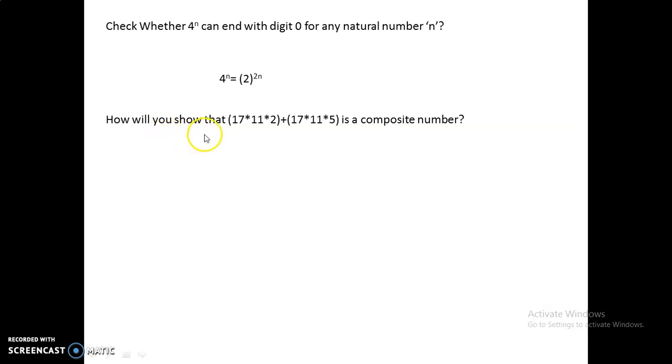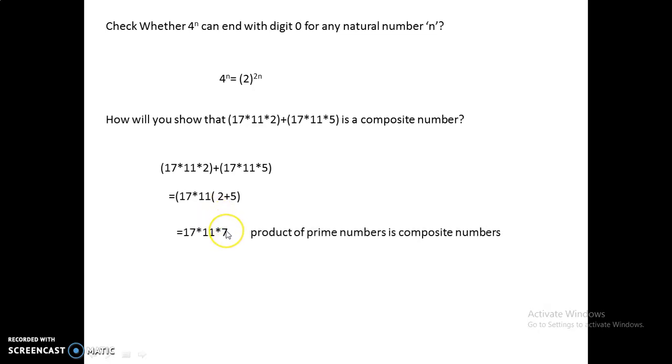Next question is, how will you show that 17 into 11 into 2 plus 17 into 11 into 5 is a composite number? So no need of simplifying this one, I mean, no need of calculating the total value. Just by showing a number as a product of 2 or 3 prime numbers, it defines that the number is not a prime number, it is a composite number. So simply here I am taking this 17 into 11 as common. So which means 17 into 11 into 2 plus 5. So by adding this, we will get a value of 17 into 11 into 7. So this number is a product of 3 prime numbers, which is definitely a composite number because it has 3 prime numbers as the factors.